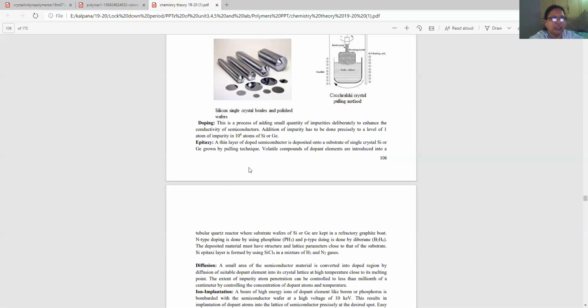So, a thin layer of doped semiconductor is deposited onto a substrate of single crystal silicon or germanium grown by the pulling technique. The volatile compounds of dopant elements are introduced into a tubular quartz reactor where substrate wafers of silicon or germanium are kept on refractory graphite. But if I say all these things, you won't understand.